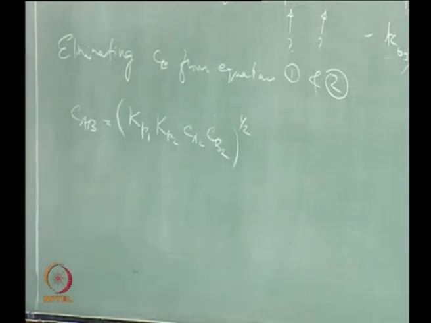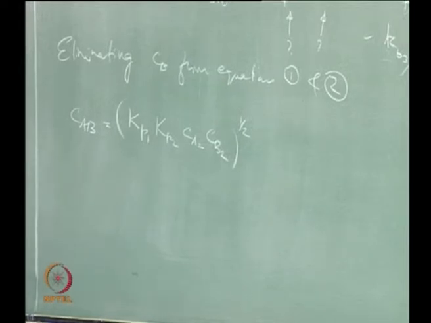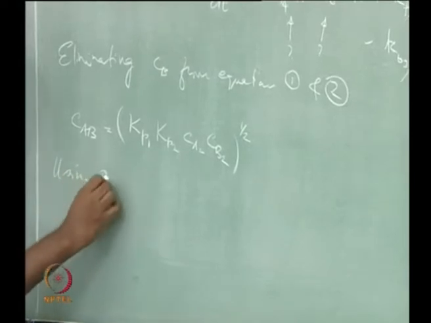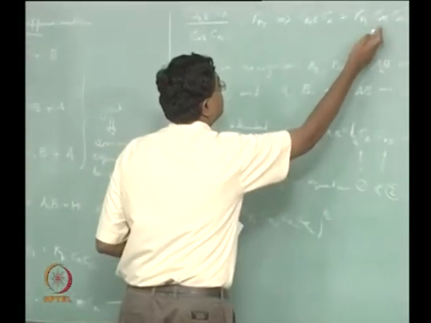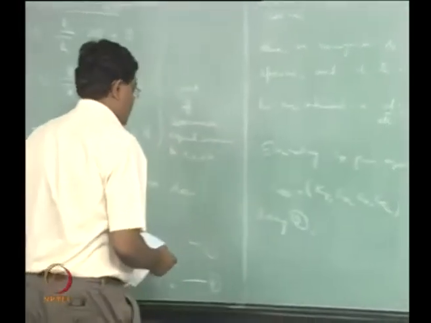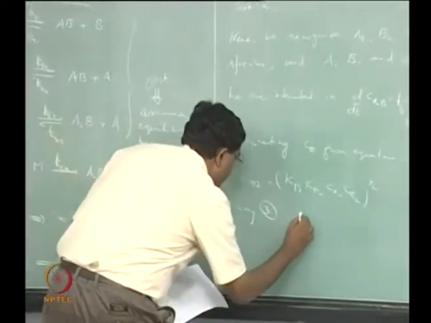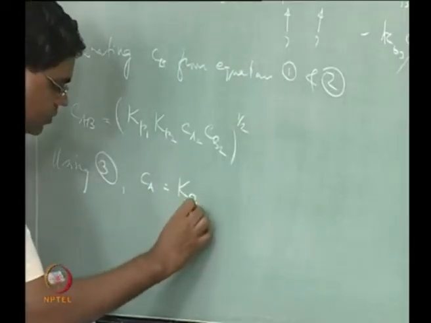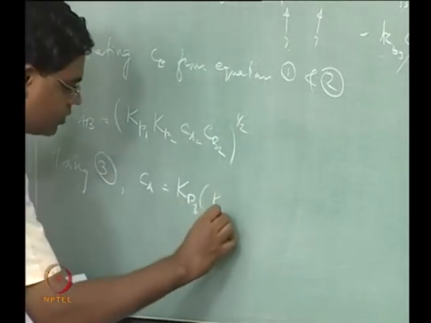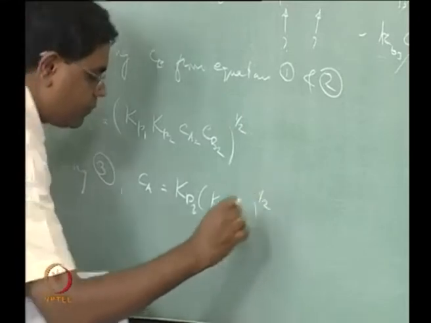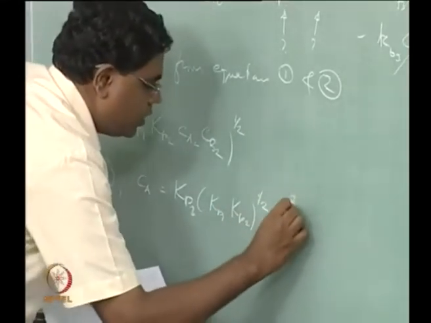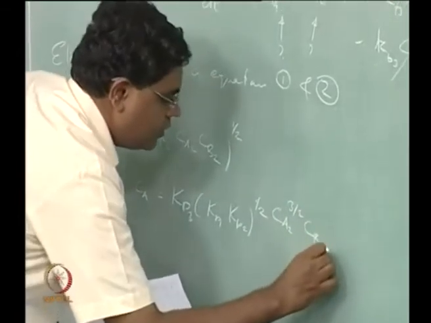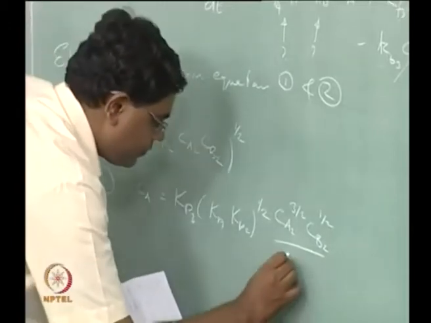Then using 3, so we have used 1 and 2 equations. Let's go to the third equation. We should be able to find there is a CA sitting there, and AB is something there, so we can plug this expression there, and so we can find CA equal to, I'm just giving the final answer, KP3, KP1, KP2 to the half, CA2 to the 3 halves, CB2 to the half divided by CA2B.